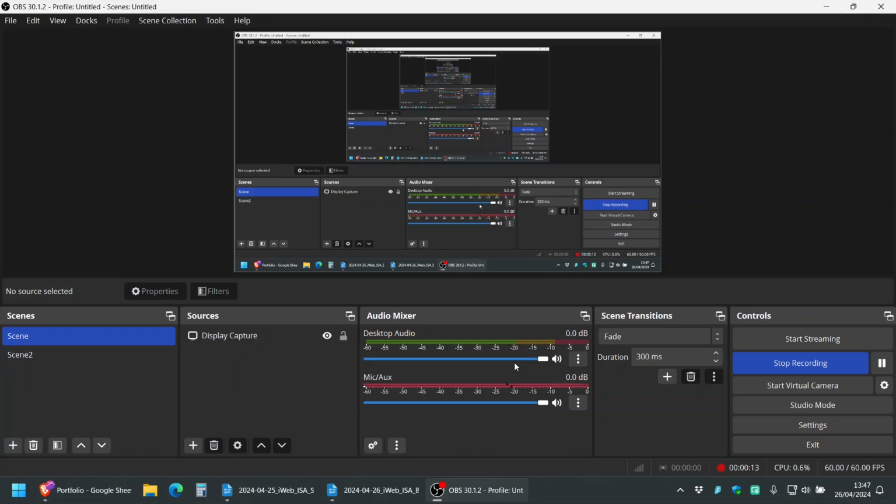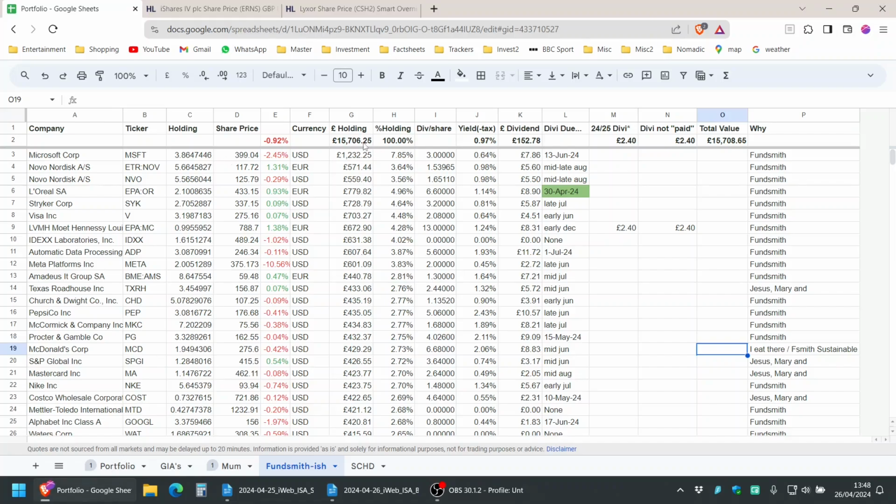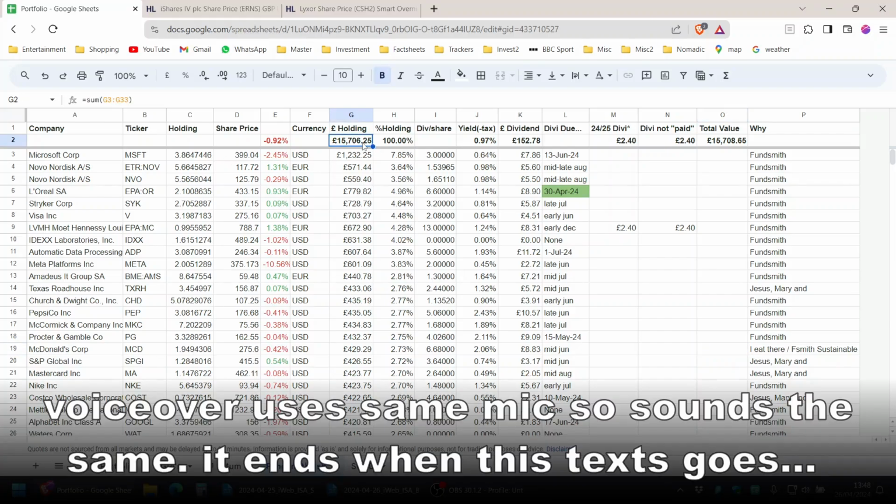When I bought the US stocks for the second batch, both of the Google Sheets were suggesting that the Fundsmith portfolio would be about flat. So I calculated that I'd need 1,240 units to be sold of Fundsmith to match the £8,000 that I put in. So I'm testing out the voiceover on this new app I'm using.